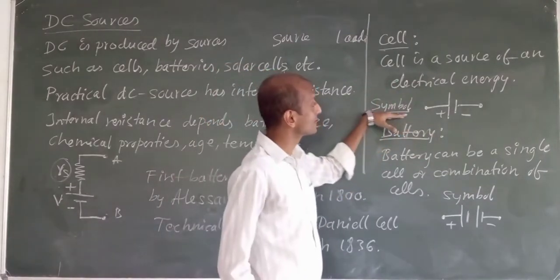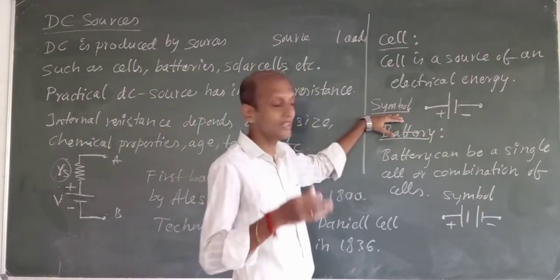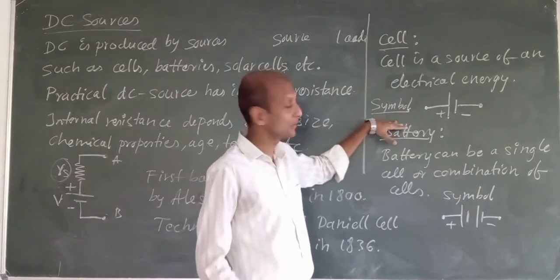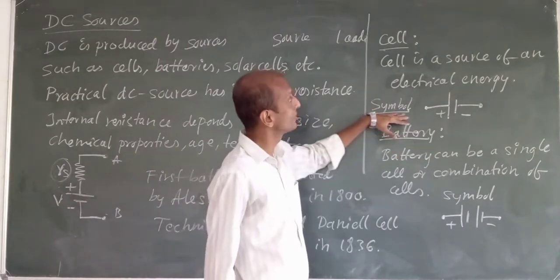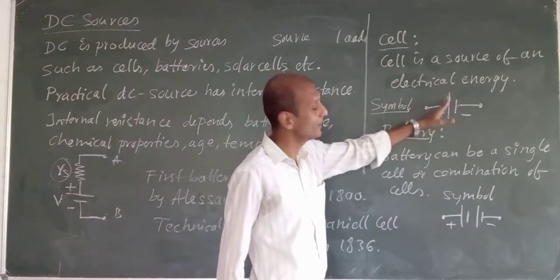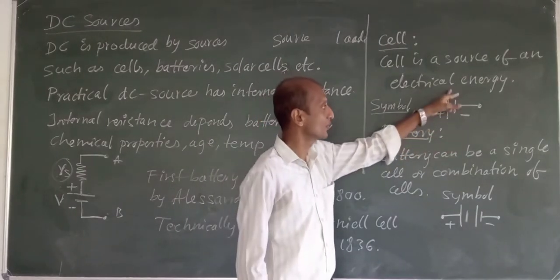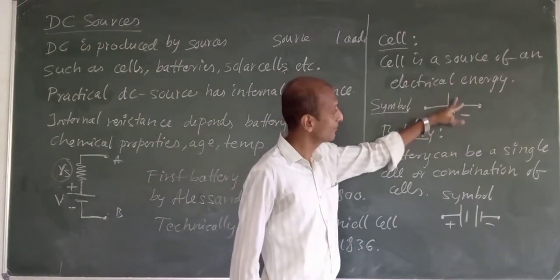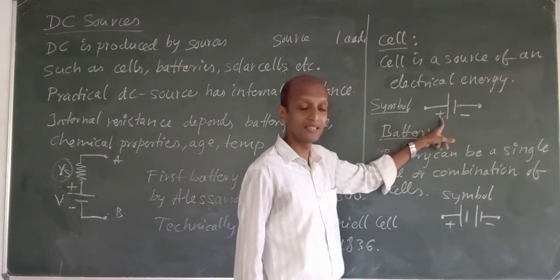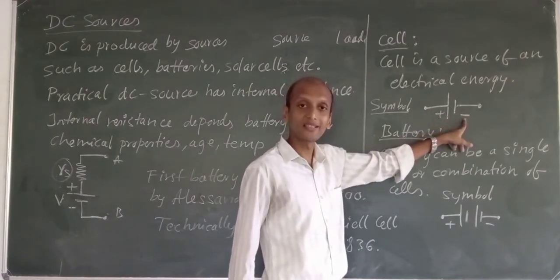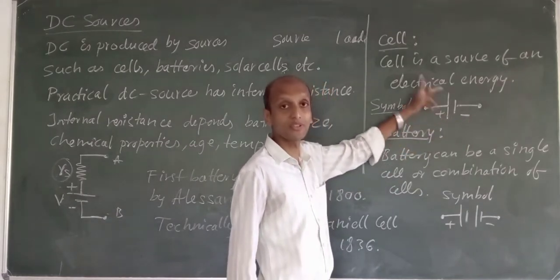Now the circuit symbol. The symbol of your cell in the circuit will be something like this. We have a larger line and a smaller line. The larger line indicates the positive terminal, the smaller line indicates the negative terminal. This is the circuit symbol of your cell.